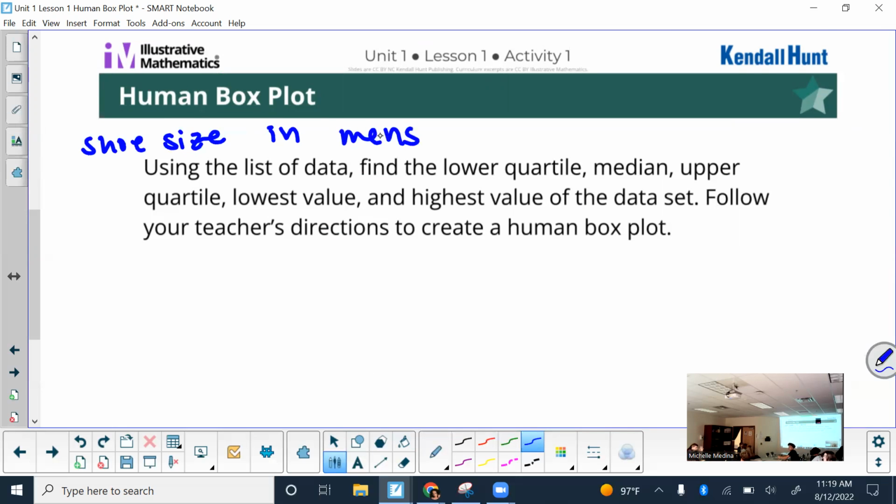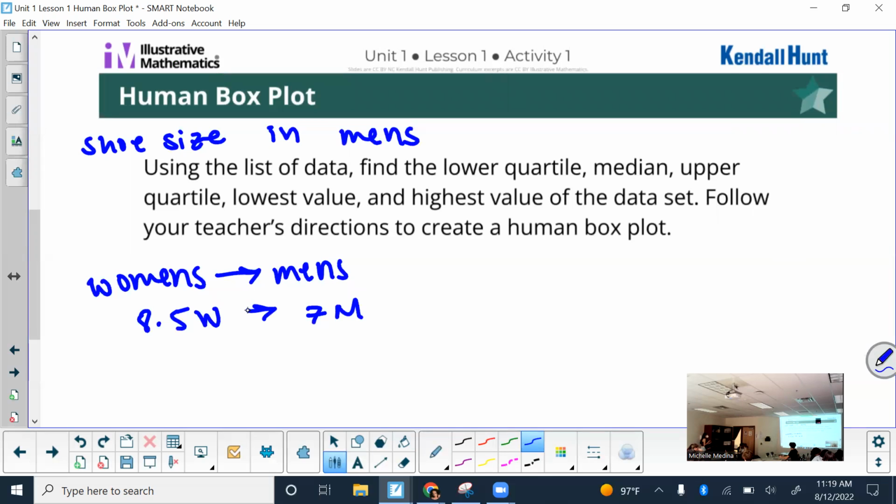So ladies, you know how to convert your size to men's size? Is it 1 size down? Is it 2 sizes down? It's 1.5 sizes down. So like I'm an 8.5 in women, a 7 in men. All right, so ladies, you'll have to make that conversion yourself. Whatever shoe size you are in women, subtract 1.5, and that's your shoe size in men. So I'm gonna distribute that.